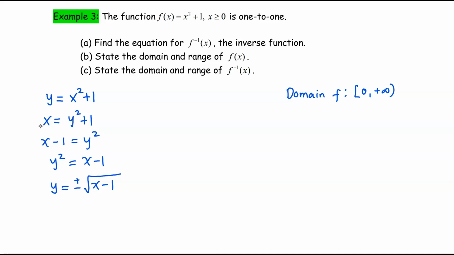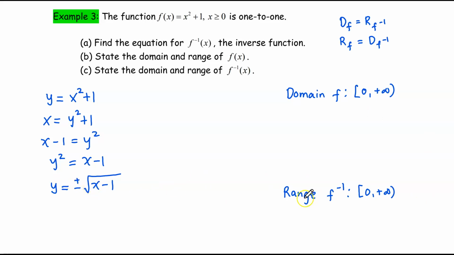Now, we can look at the restriction. In the restriction, that's the domain of f, we know that that is the range of f inverse. The domain of the function is equal to the range of the f inverse. And the range of f is equal to the domain of f inverse. So now the range of f inverse will just be this. That is 0 to positive infinity.